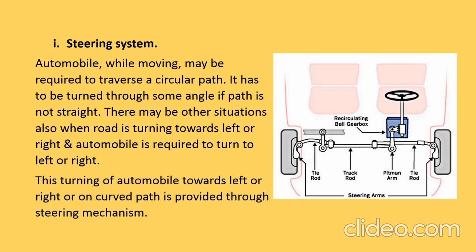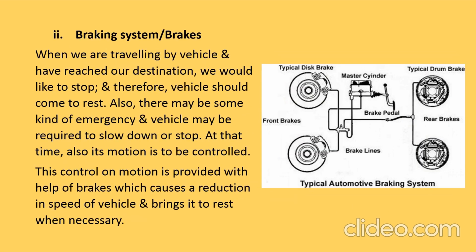Now next control system, that is the braking system. When we are traveling by vehicle and have reached our destination, we would like to stop and therefore the vehicle should come to rest. Also there may be some kind of emergency and the vehicle may be required to slow down or stop on the way. At that time also its motion is to be controlled. This control on the motion is provided with the help of brakes, which cause a reduction of speed of the vehicle and bring it to rest when necessary. So this was about control.